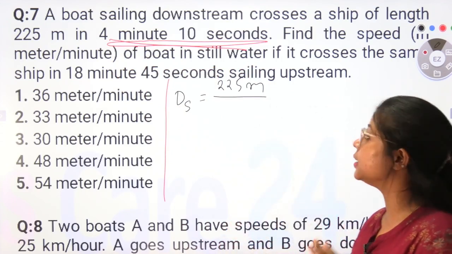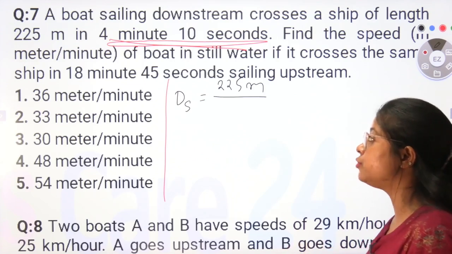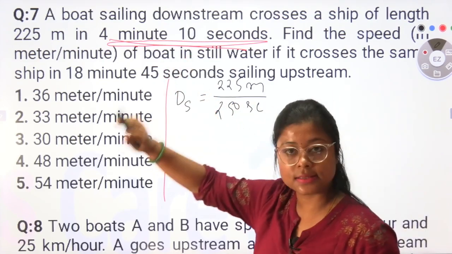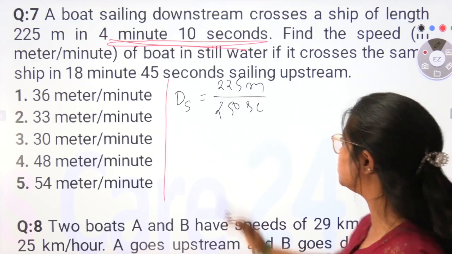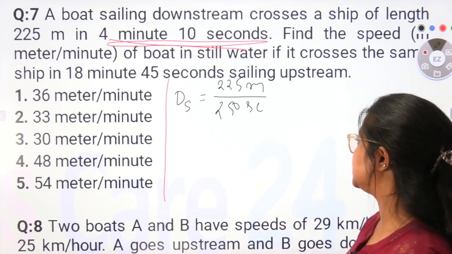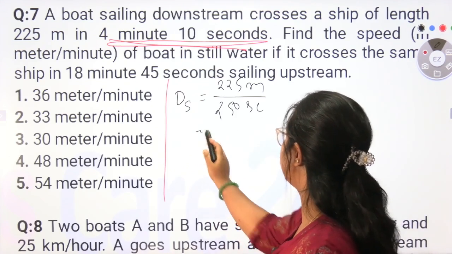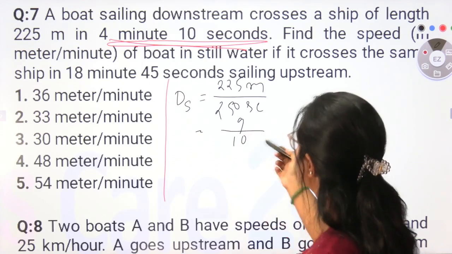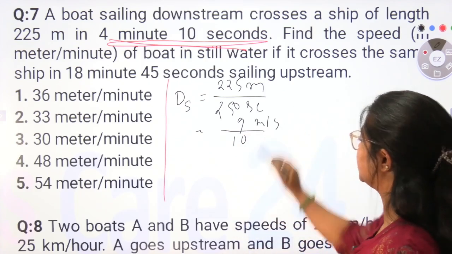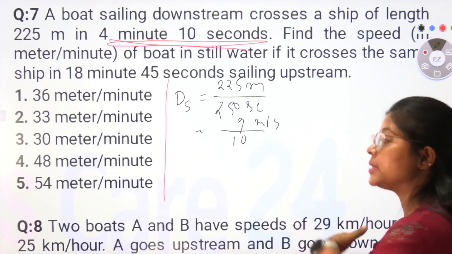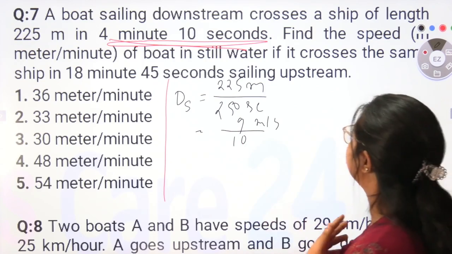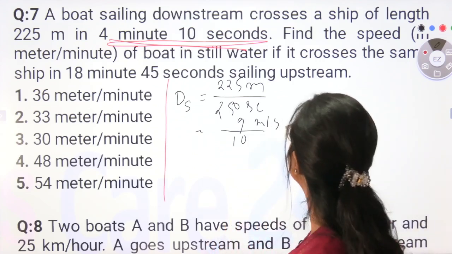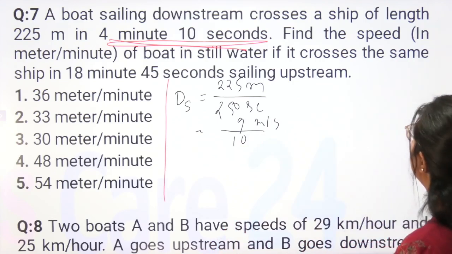One minute is 60 seconds, so 240 plus 10 means 250 seconds. So the distance is 225 divided by 250 seconds. If I calculate, this would be 9 by 10 meter per second. So for the boat sailing downstream, the downstream speed is 9 by 10 meter per second.